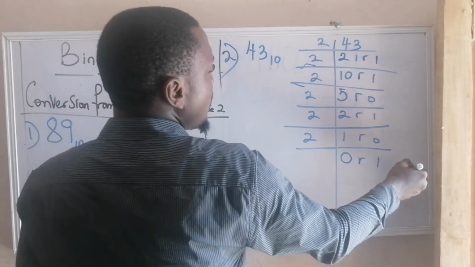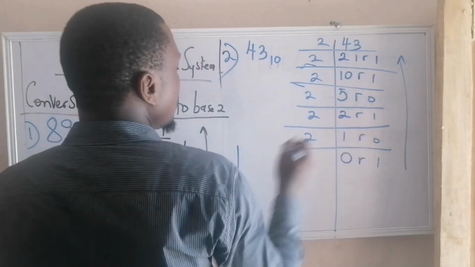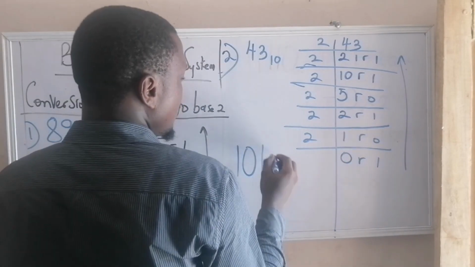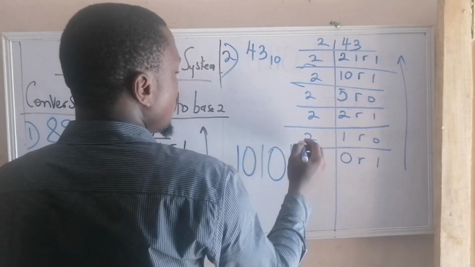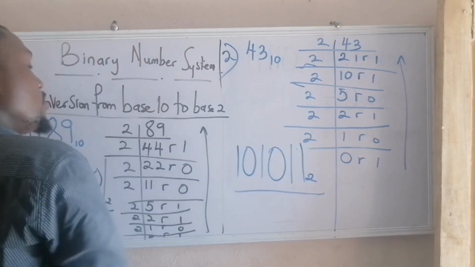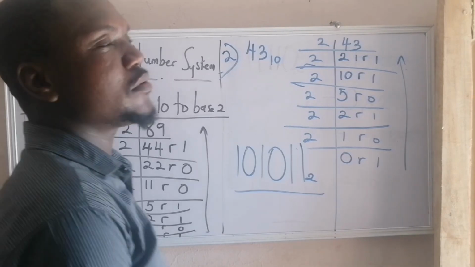How do you get your answer now? You pick it from the lower part going up like this. So that will be 1. Then 0. Then you have your 1. You have your 0. Then you have your 1, 1. Everything in base 2. So that's how to solve that, how to convert from base 10 to base 2.